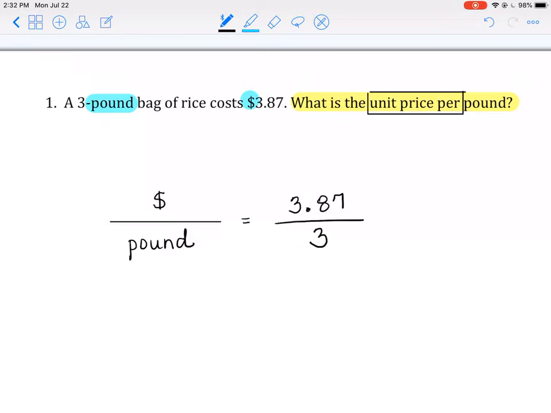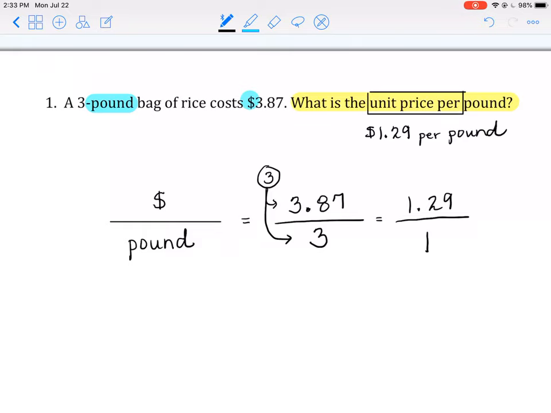And if we're looking for a unit rate, I know that I'm going to have a 1 there. So I have to divide by 3. It's the only way to get a 1 there. And I'm not going to attempt this in my head. I have learned my lesson. $1.29, you don't even have to round it. So the unit rate is $1.29 per pound. And that's the answer.